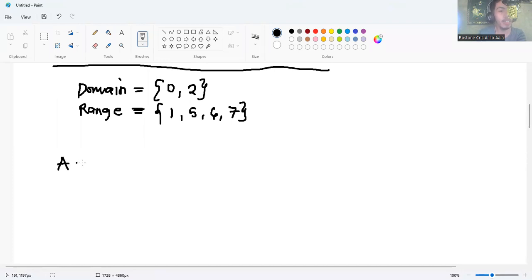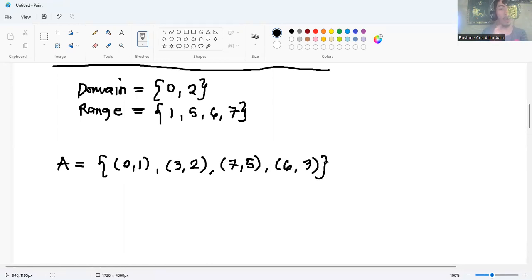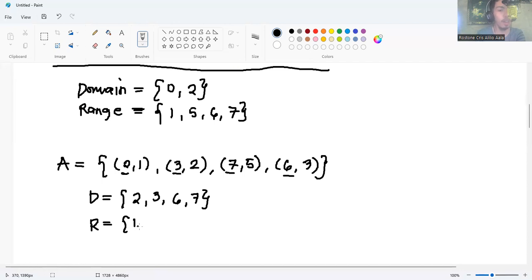Let's have set A, which contains the ordered pairs 2, 1, 3, 2, 7, 5, and 6, 3. Okay. Look at the first element. We have 2, we have 3, we have 7, we have 6. As you can see, the domain are, we have 2, we have 3, we have 6, and 7. So these are the domain. Okay, these are the first element. And then we have the range. We have 1, we have 2, we have 5, we have 7.